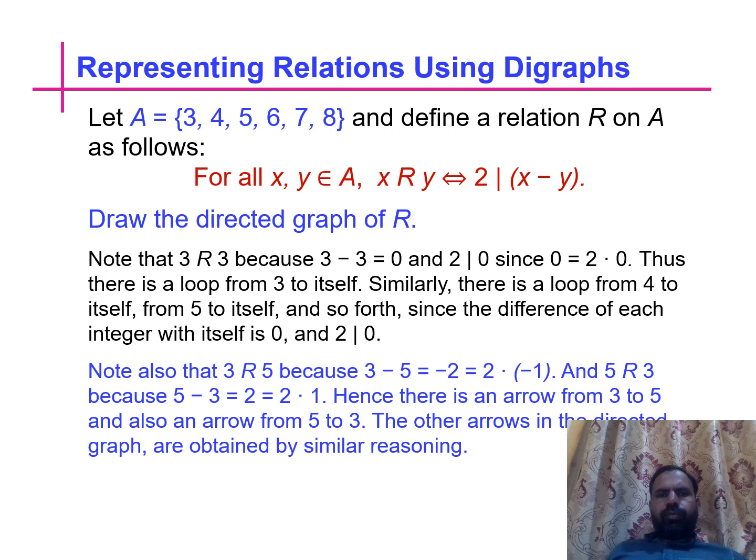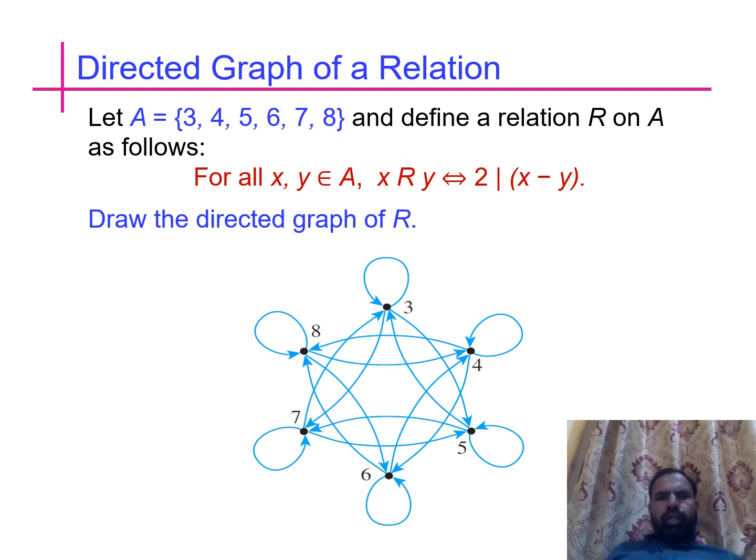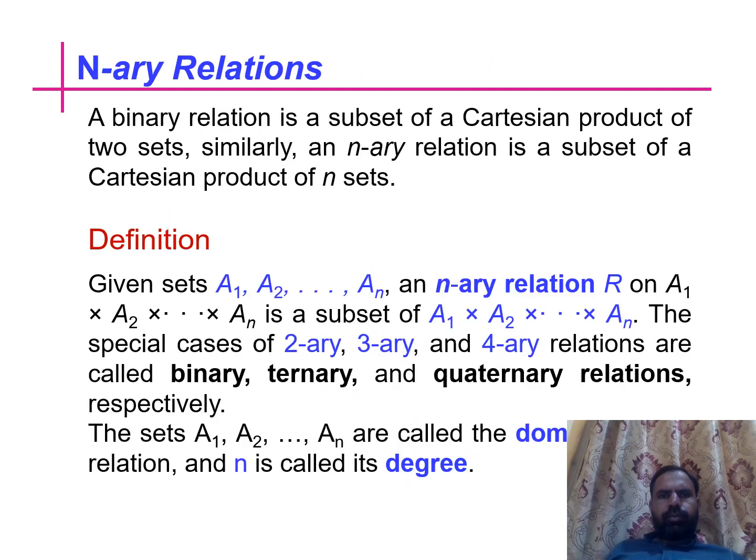If we have a set A and define a relation R on A as follows: for all x, y belonging to A, x is in relation with y if and only if 2 divides x minus y. We draw the graph of this. You can see this example. Here we draw the directed graph of R from this example.